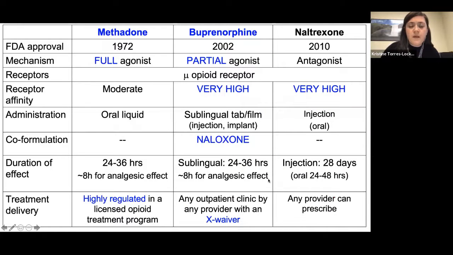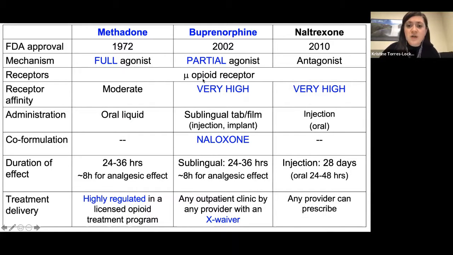Okay. So this is just a summary. So methadone is the full agonist. It's dosed for OUD every day, but it does have analgesic effects for about 8 hours. And it's only able to be delivered in a methadone program or an opioid treatment program, unless someone's in the hospital, in which case you can give it while they're being managed for some other medical illness.